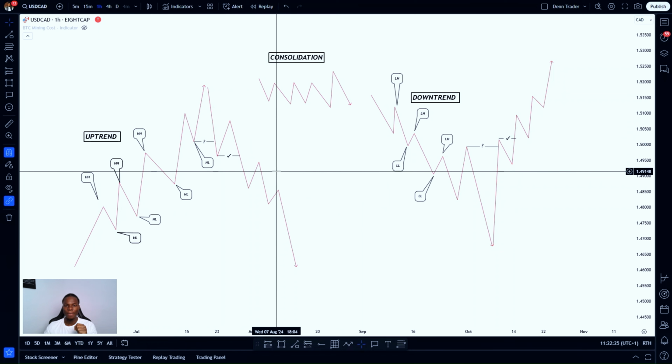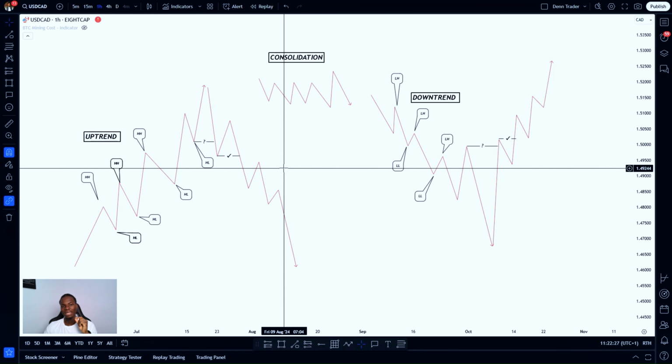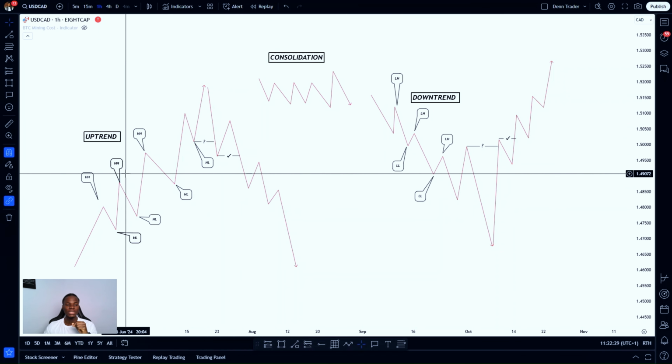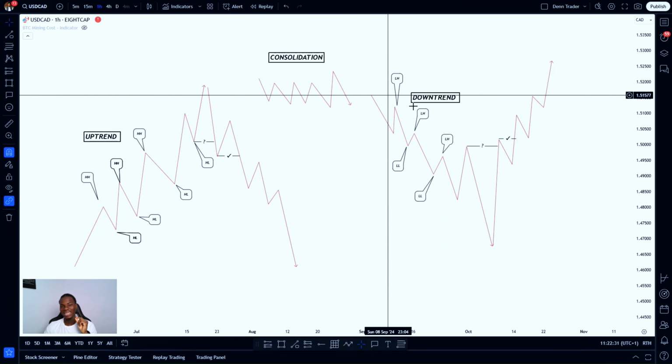Understanding market structure is going to save you from a lot of losses. It's going to keep you on the right side of the trend. Market structure and trend go hand in hand, and I'm going to explain further in the chart. Guys, the first thing you need to know about market structure is that the market moves in 3 different ways, which is uptrend, consolidation, and downtrend.